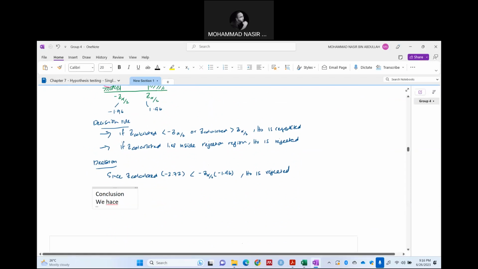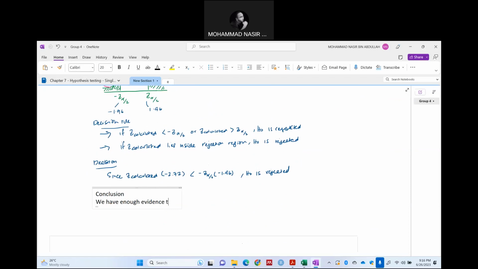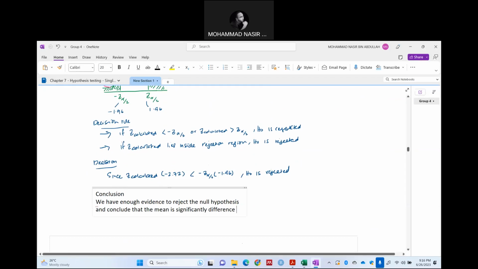So we have enough evidence to reject the null hypothesis and conclude that the mean is significantly different from 150. So this is our conclusion.